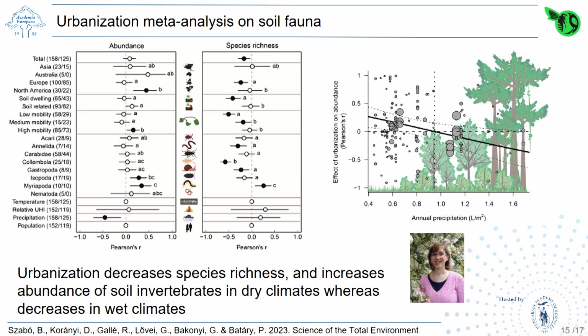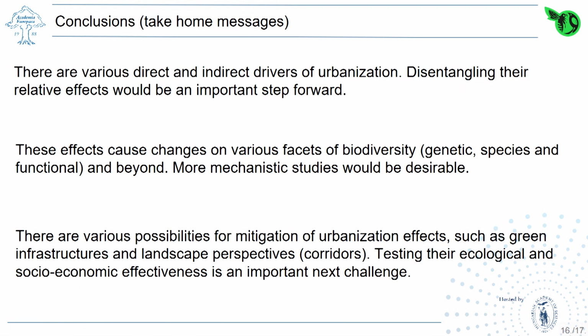have losers. So as a take-home message or conclusion, I think that there are various direct and indirect drivers of urbanization, and disentangling their relative effects would be the next important step forward. These effects cause changes in various facets of biodiversity, as we already saw today: genetic, species, functional, and beyond. More mechanistic studies would be desirable.